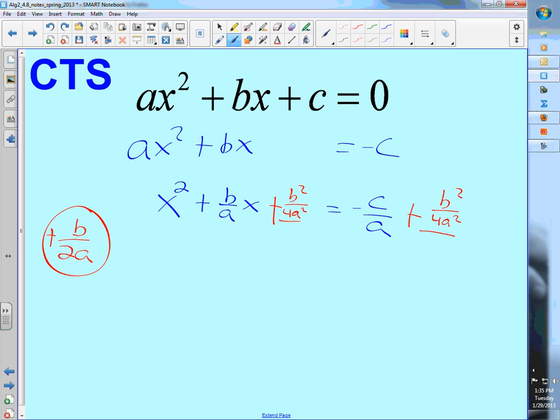Not plus or minus. So in general, it will always be the variable, the number in the circle, wrap it and square it. And this is a positive b over 2a, so this has to be x plus b over 2a.